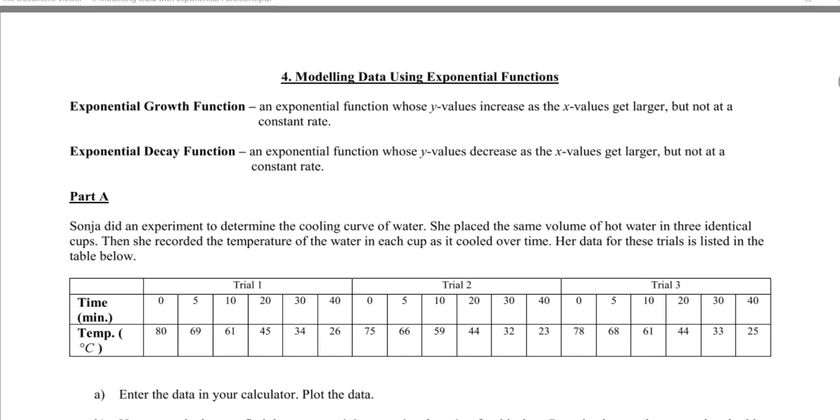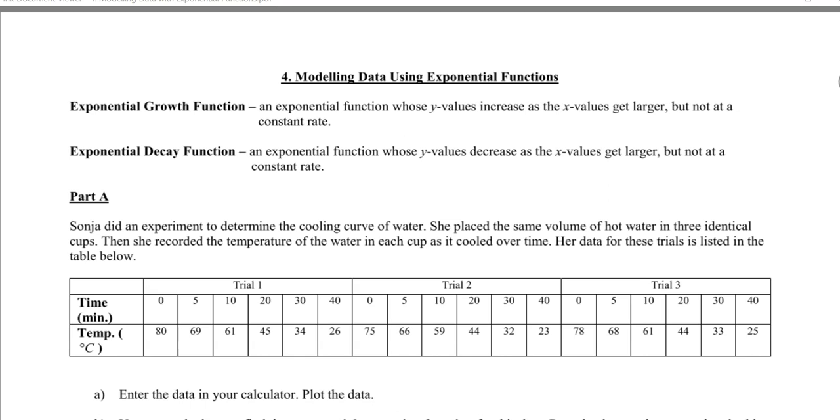Part A, Sonia did an experiment to determine the cooling curve of water. She placed the same volume of hot water in 3 identical cups. Then she recorded the temperature of the water in each cup as it cooled over time. Her data for these 3 trials is listed in the table below.